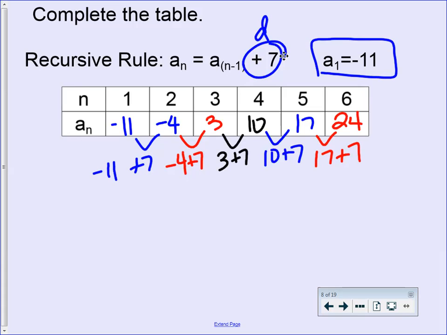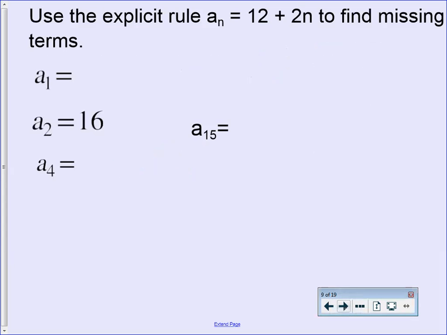That's all you have to do, guys, if you're given the recursive rule equation and your first term, your first number. Now, with the explicit rule, it's actually not too much harder if they do the same thing. They gave us the equation. They also did tell us that A2 is 16. Okay?